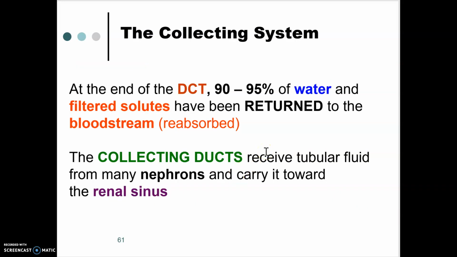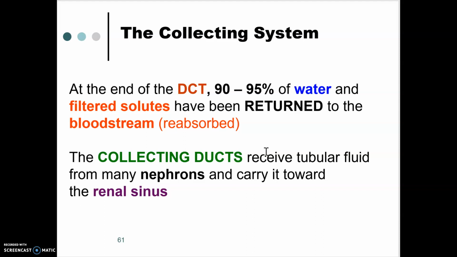Now, by the time we get to the end of the distal convoluted tubule, 90 to 95% of the filtered solutes and water have been reabsorbed back into the bloodstream. So first we filter almost everything out, and then we slowly bring it back into the blood again. That gives us a very efficient way to filter our blood and then control the composition of our peritubular or interstitial fluid, as well as the composition of our blood.